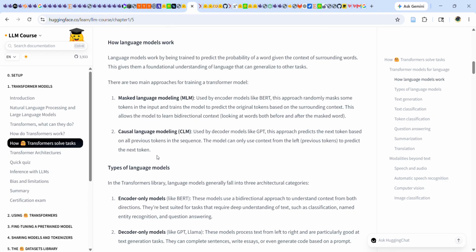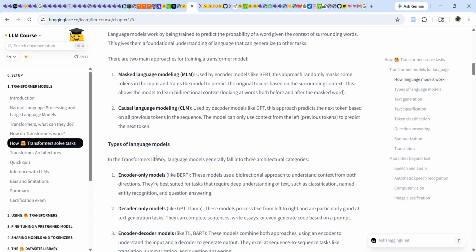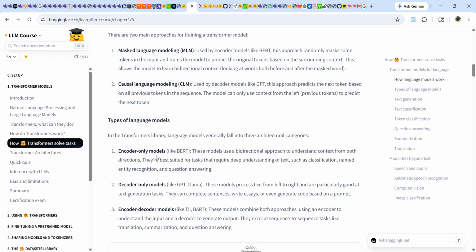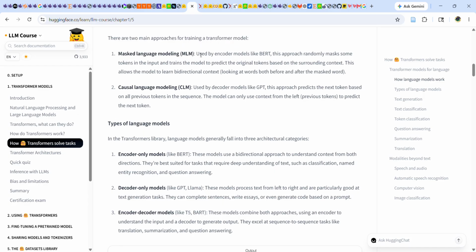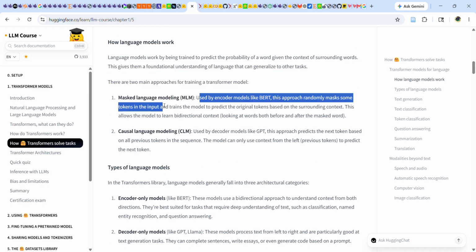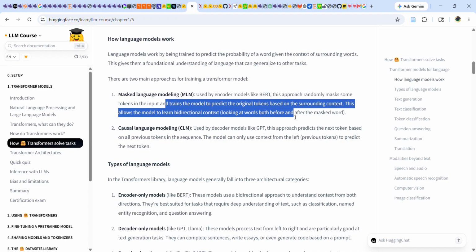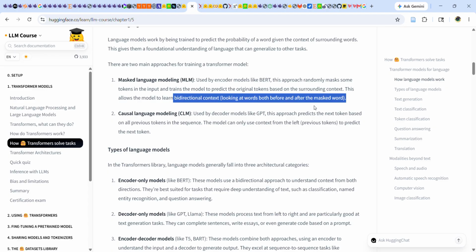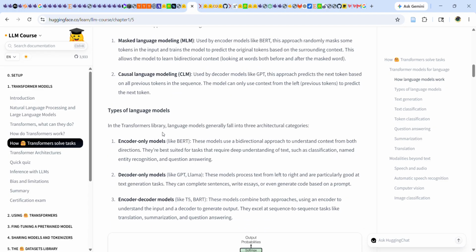Now, how do language models work? They work by being trained to predict the probability of a word given some surrounding words. This gives them an understanding of the language, and then they can generalize better to other tasks. Now, there are two main approaches for training a transformer model. One is masked language modeling, that is MLM, used by encoder models like BERT. This randomly masks some tokens and then trains the model to predict the original tokens based on the surrounding context, to learn bidirectionality, looking at words both before and after.